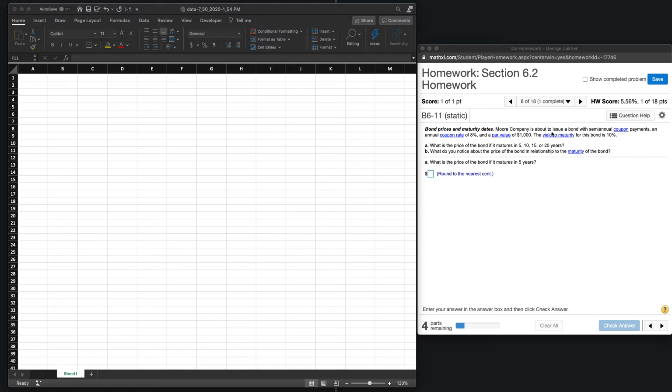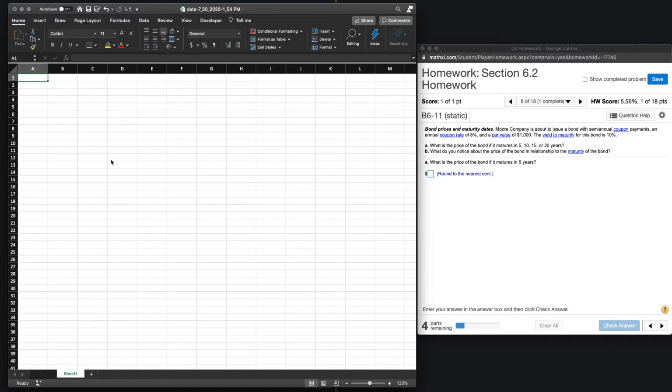So let's take a look at what we have here. We have a company about to issue a bond. This time it's a semi-annual coupon payment, so that's important. We know our annual coupon rate of 8%. We know the par value, which is 1,000. And we have the yield to maturity for this bond at 10%. So let's start with creating a table here.